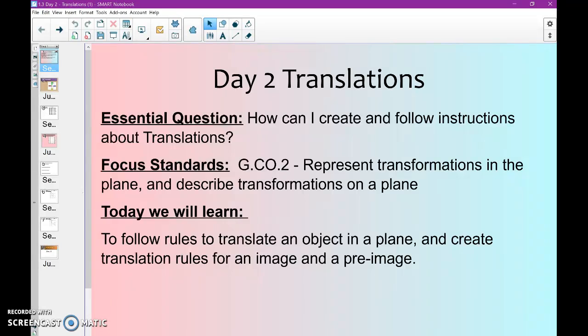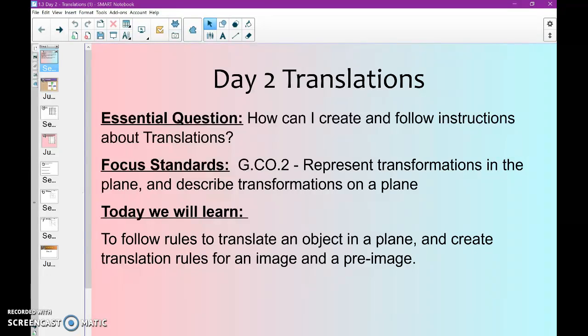Now, if you remember back from our first day when we did Introduction to Translations, we talked about that the key word with translations is slide. So in other words, if I translate something across a graph, I'm really just sliding it. I'm not turning it, I'm not flipping it like reflections or rotations. I'm just simply moving it across the graph.